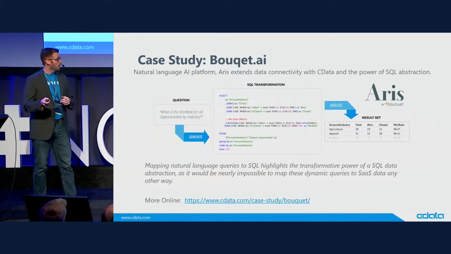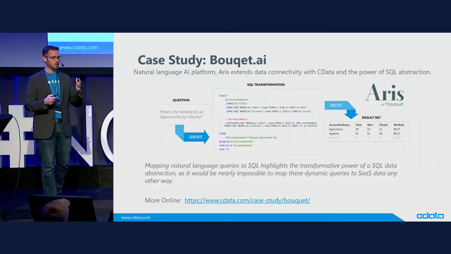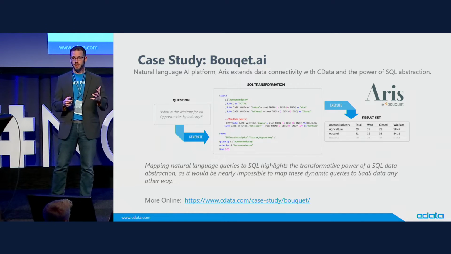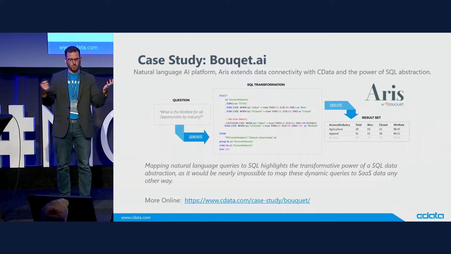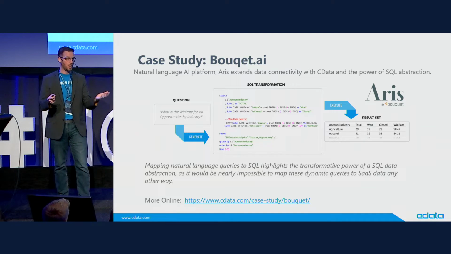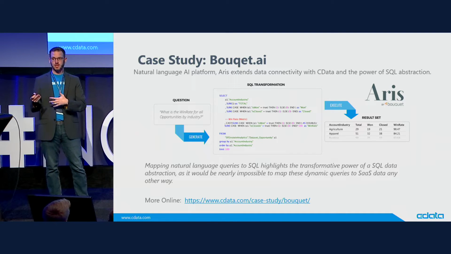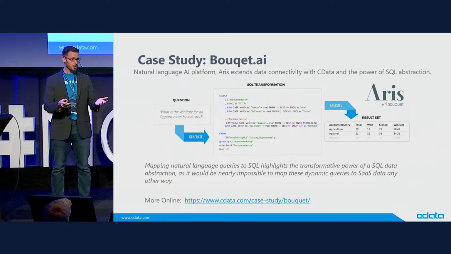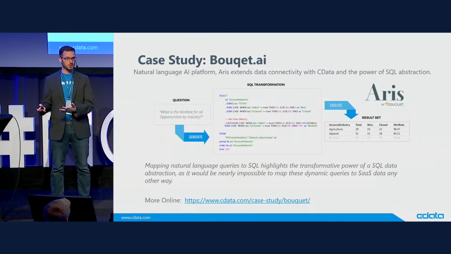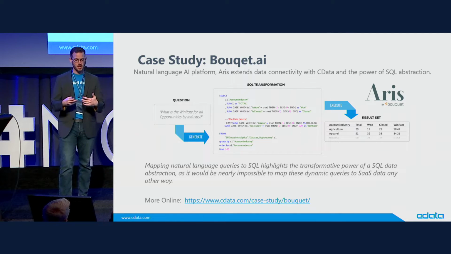So let's take a little bit to talk about a case study. Bouquet.ai has a natural language AI platform called Eris. The design behind this platform is to be able to take natural language queries, so questions like, what was the win rate for opportunities by industry for the past year or for the past quarter? And it translates that natural language query into a SQL query, which is great if your data is in a database, but it's not as useful if the data that you want to ask questions about is locked behind an API.